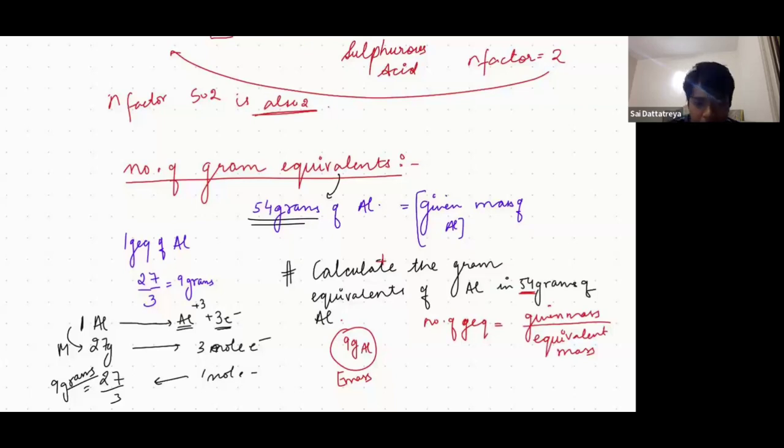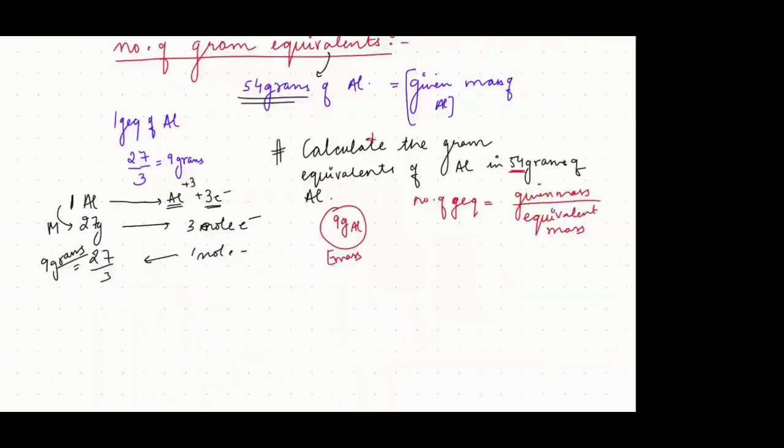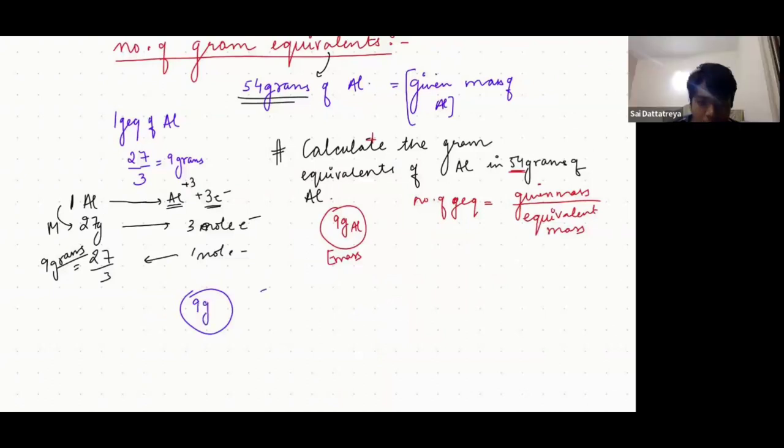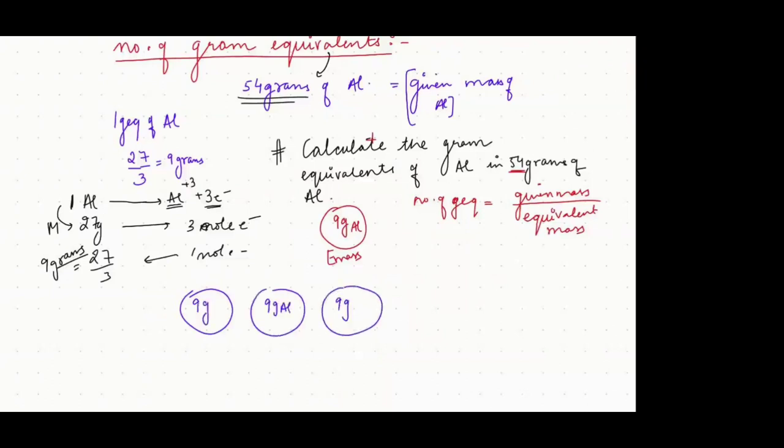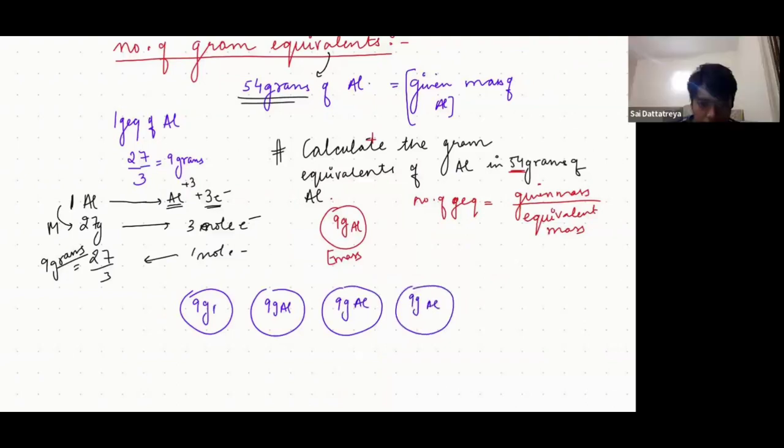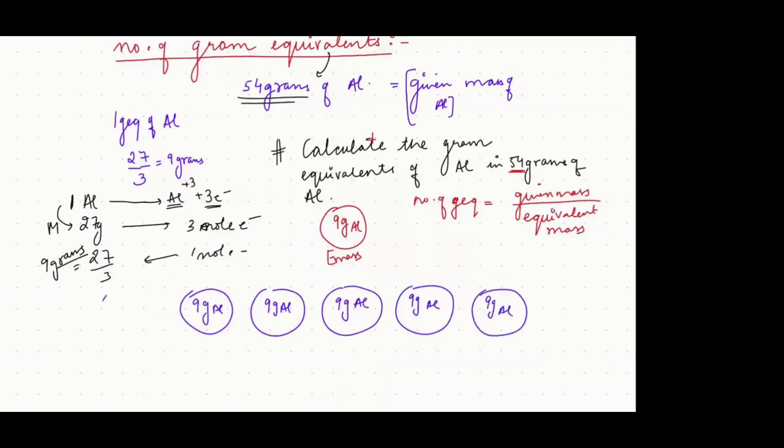We have 9 grams, 1 packet. Another 9 grams of aluminium, another packet. Another 9 grams of aluminium, another packet. Another 9 grams of aluminium, and another 9 grams of aluminium. So we have 9 times 6 is 54.